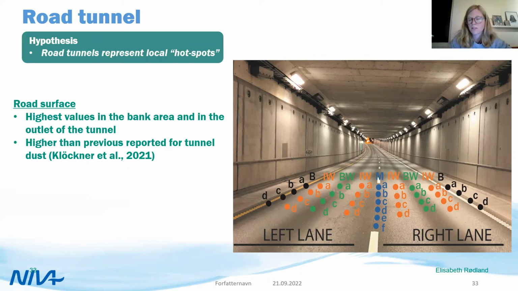And we found that the highest concentrations were closest to the sidewall, so in the bank area, and also the highest concentrations on the surface were in the outlet of the tunnel. This was a little bit surprising because in many of the other studies that we've had in Norway looking at road pollution on the surface, we found that the inlet is the area where you have most of the pollutants and most of the particles, like the total particle load. And the concentrations we found here were also a little bit higher than what has been reported previously for tunnel dust, looking at tire particles.